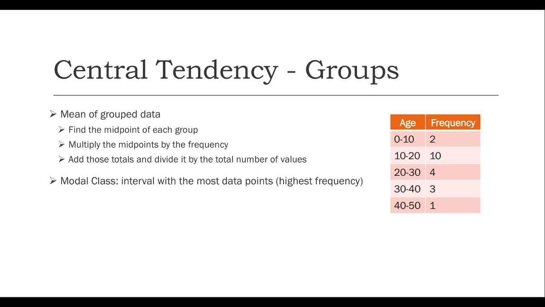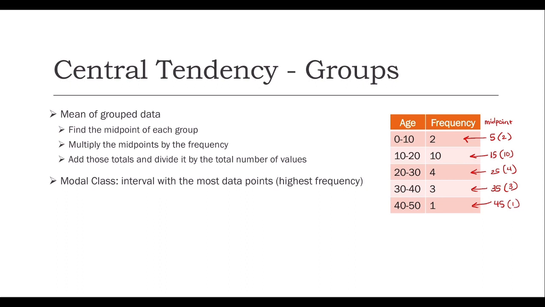Next, we have our measures of central tendency when we have groups. So to find the mean of your group data, you would find the midpoint of each group. So for this one here, your midpoint would be 5. Your midpoints are 15, 25, 35, 45. And then you'll multiply your midpoint by the frequency. So the frequency of this first one is 2, so you'll have 5 times 2. We'll have 15 times 10, 25 times 4, 35 times 3, and 1 times 45.